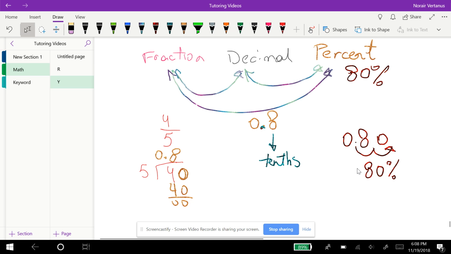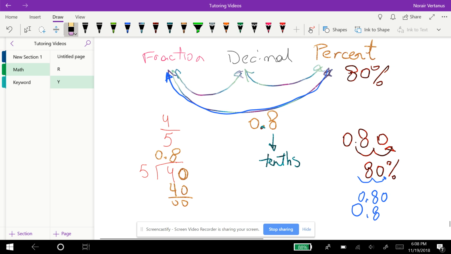This is a percent, right? How would you convert to decimal? Move the decimal left 2 digits. So put it here. It's going to be what? Like that. 80 hundredths, which is the same as 8 tenths. Cool? And how would you convert from here back to fraction?